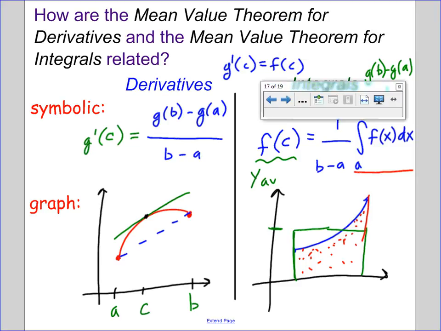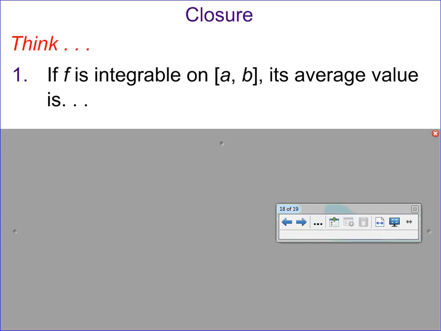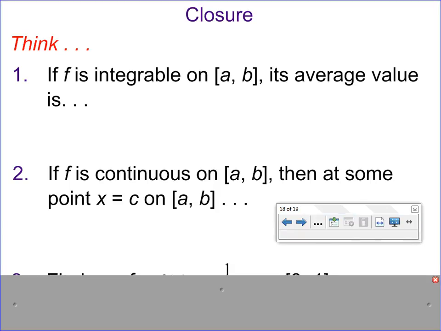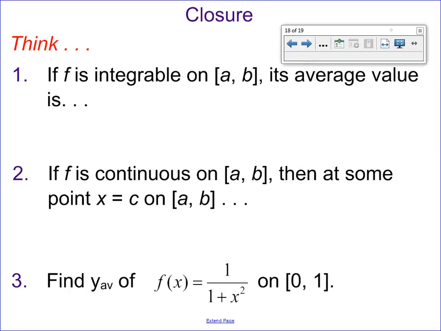Okay, so here we go. We have come full circle. If F is integrable on A to B, its average value is given by blank. If F is continuous on A to B, then at some point x equals C on A to B, there's my mean value theorem for integrals. And then one practice. Let's go ahead and find y average given a function on an interval. I'll pause the recording while you have this, and then I'm going to resume it so you can share your responses with the whole class.